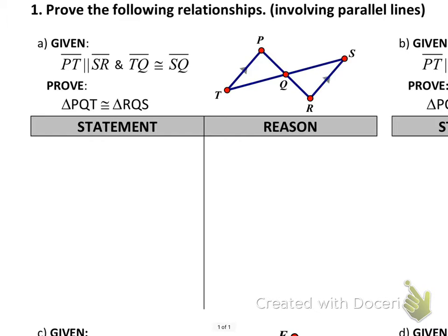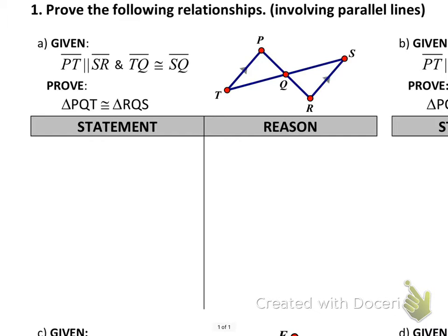Sorry, I'm just getting something going right here. So PT is parallel to SR, and I just highlighted that right there. I don't want you to highlight it yet because I just wanted to point out that this is not congruent. We're not saying these two segments are congruent. We're saying they are parallel to each other. And I'm actually going to get rid of that highlighting because I don't want you to get confused thinking that's something that you need to have in your paper.